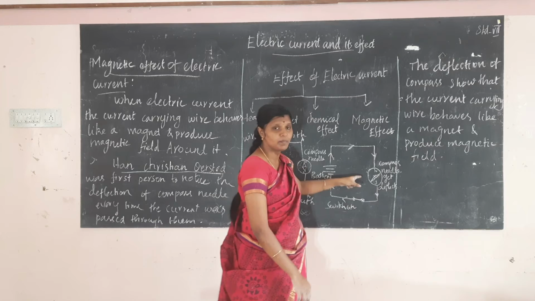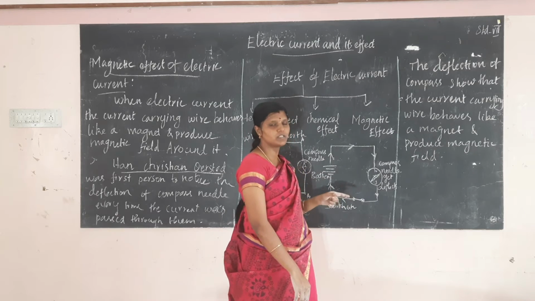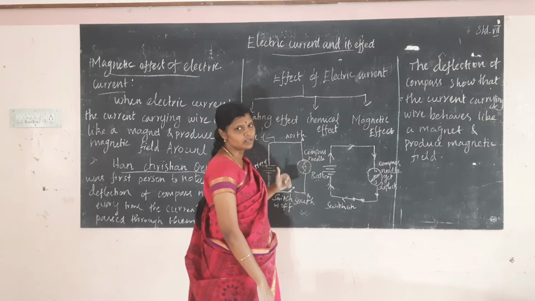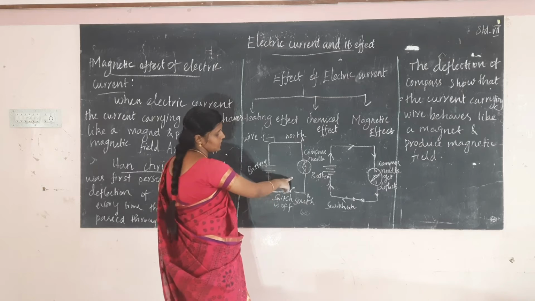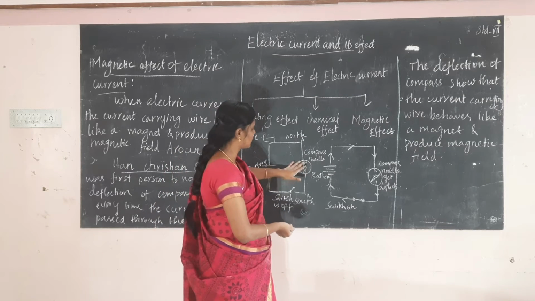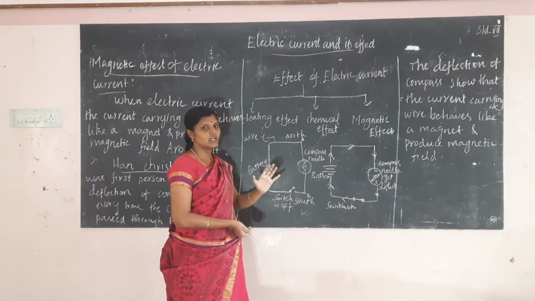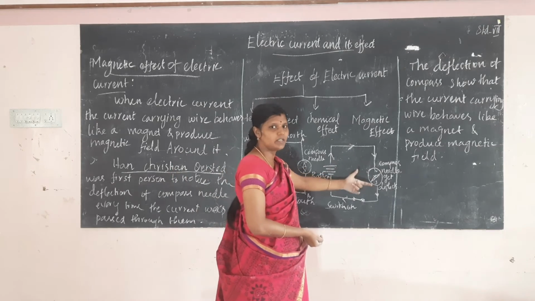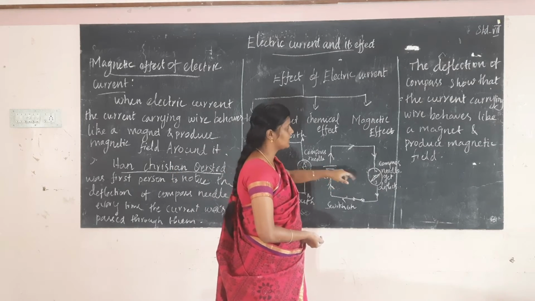This is a magnetic compass. It always shows the north and south direction. When no current is flowing, the compass needle shows the north-south direction, and when current flows, it gets deflected.